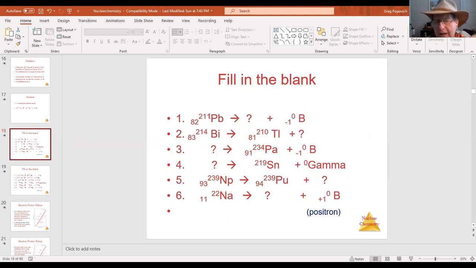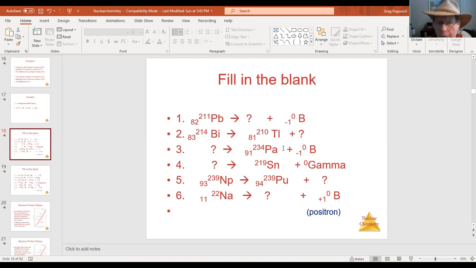So my left side has a mass number of 211. Whatever the unknown is here has to add with the beta particle to equal 211. The beta particle has no mass number, so the mass number of my unknown has to be 211. My atomic number has to be added to -1 to equal 82, so my atomic number is going to be 83. This is how you work these type of problems.